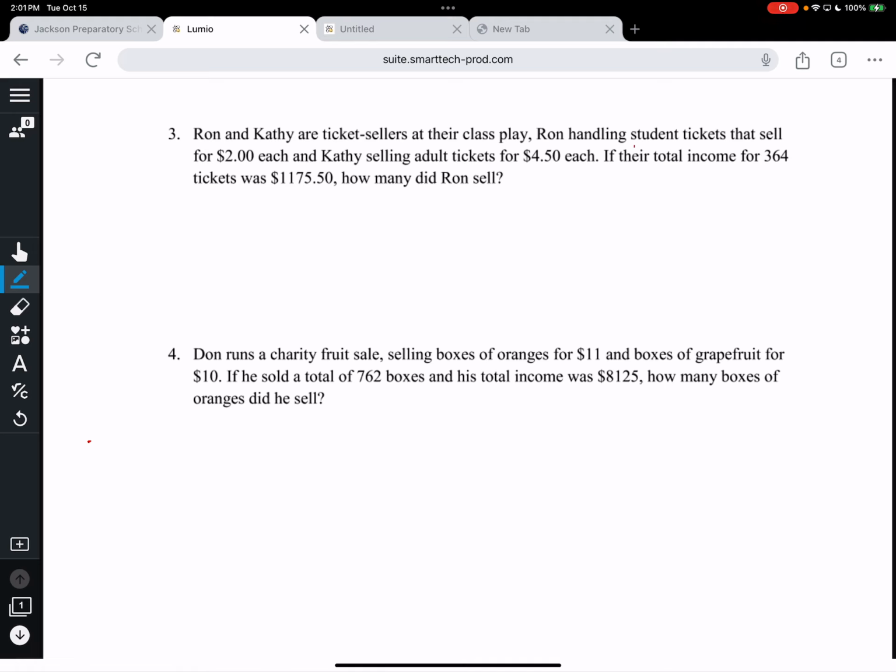So Ron is selling student tickets. Kathy is selling adult tickets. Ron's are $2 and Kathy's are $4.50. And their totals: when we're talking just tickets, there were 364 tickets sold. When we talk money, there was $1,175.50 brought in for a class play. That's a lot. I want to see the play.